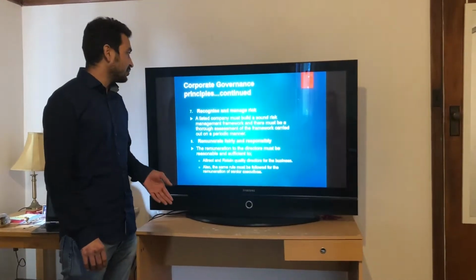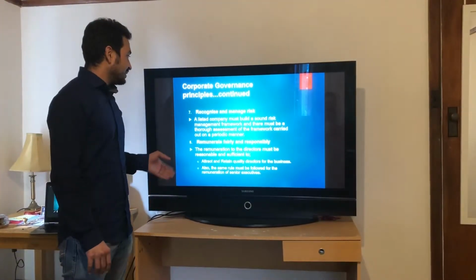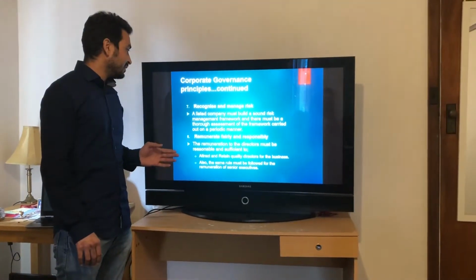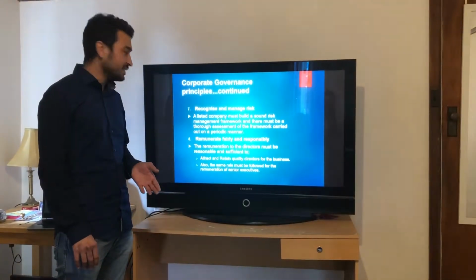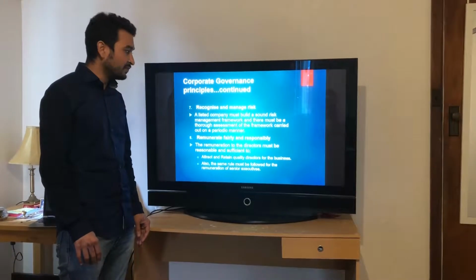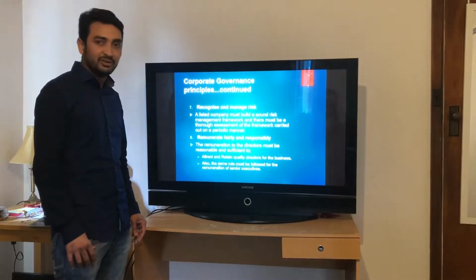I will continue the further principles for corporate governance. The next principle is recognizing and managing risk, and a listed company must build a sound risk management framework, and there must be a thorough assessment of the framework carried out on a periodic basis.